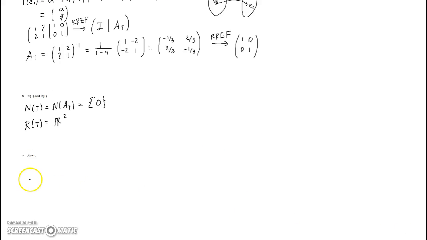And lastly, you have to find AT inverse. The way I obtained AT was by doing the inverse of this matrix right here, so I don't even have to calculate anything, just copy the matrix.